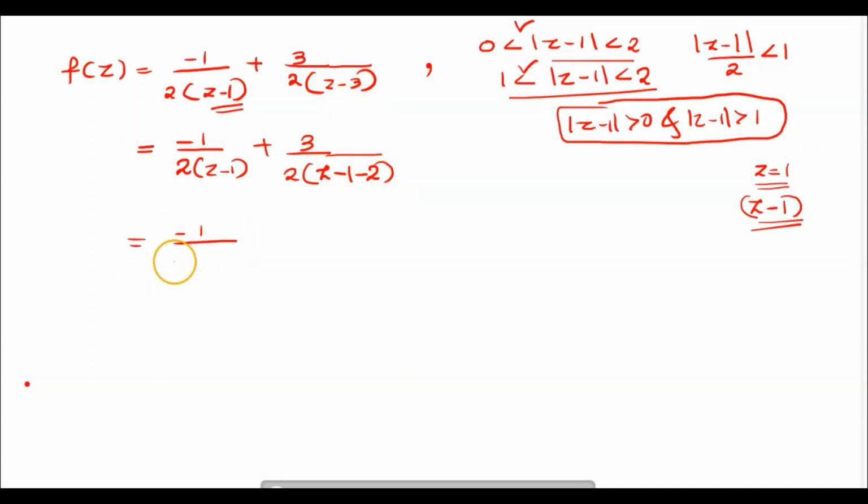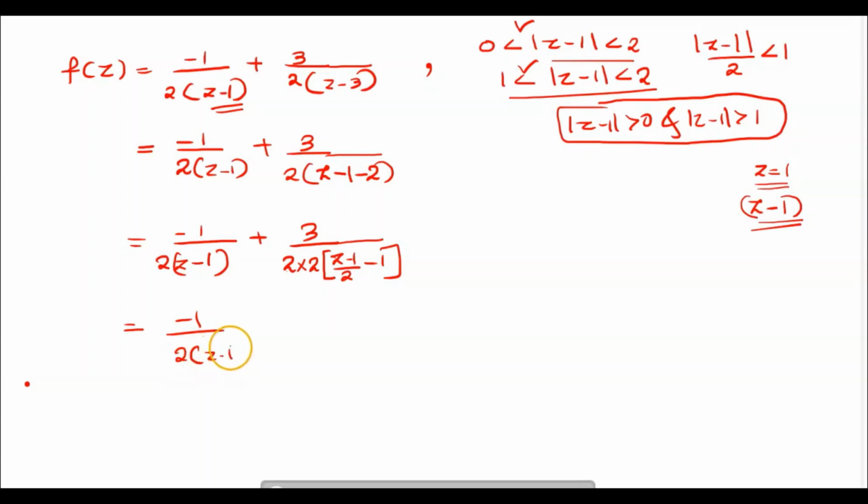Now minus 1 by 2 into (z minus 1) plus 3 by 2 into, here we want (z minus 1) by 2. So take 2 outside. From this we get (z minus 1) by 2 minus 1, so that we can use the expansion of geometric series. So this is minus 1 by 2 into (z minus 1) plus this is 3 by 4. Also we can take this minus outside, so that we get 1 minus (z minus 1) by 2.